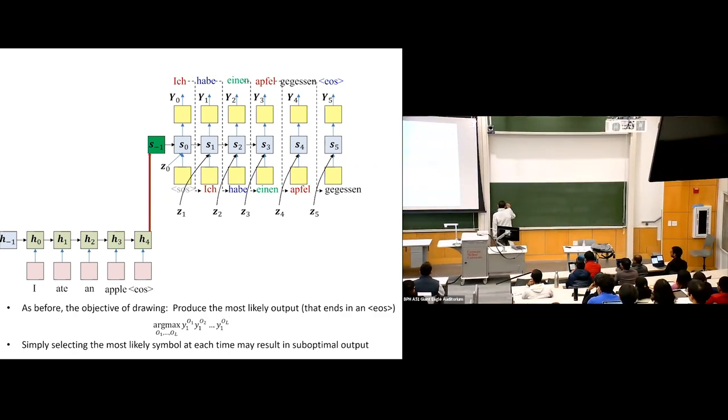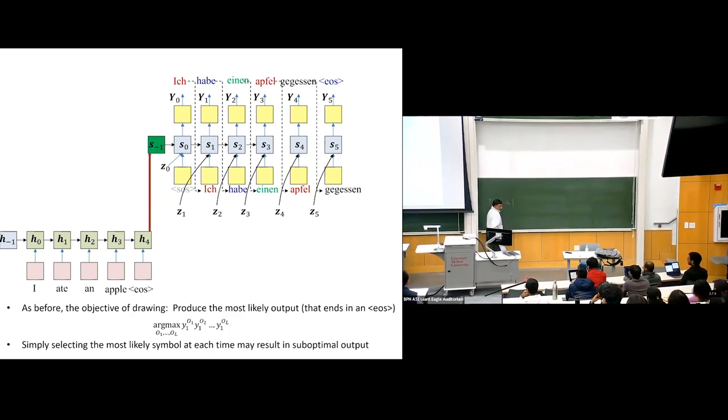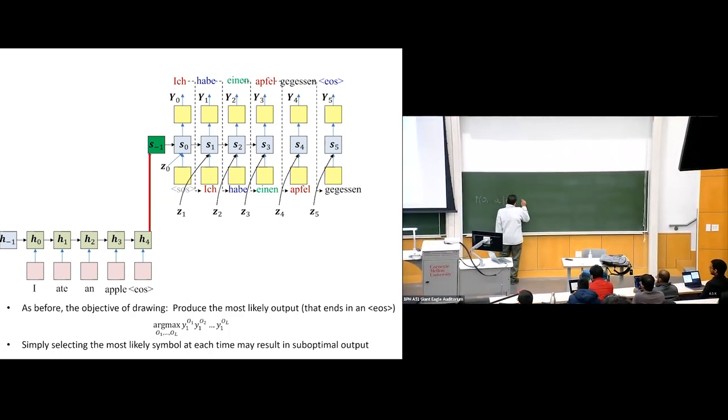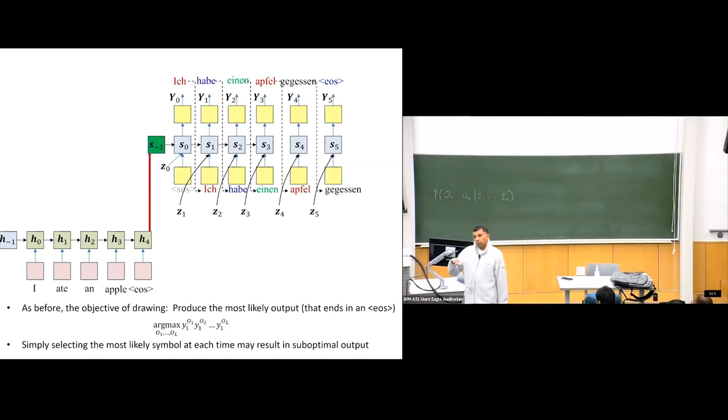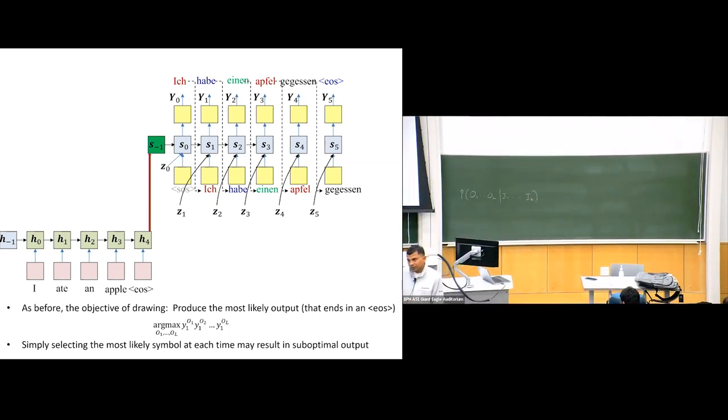The model actually computes O1 through On, where N is not known, given the input I1 through IK. Correct? This is supposed to be a model that computes the probability of any output sequence given an input sequence. And what we really want to do is to find the output sequence that is most probable, where the length n itself is also not known. This is what we are really trying to do.